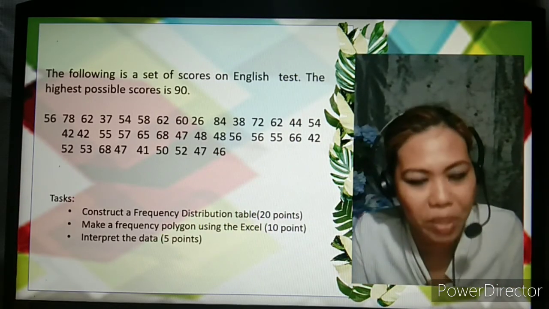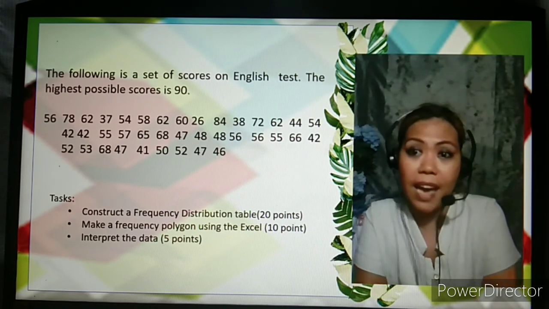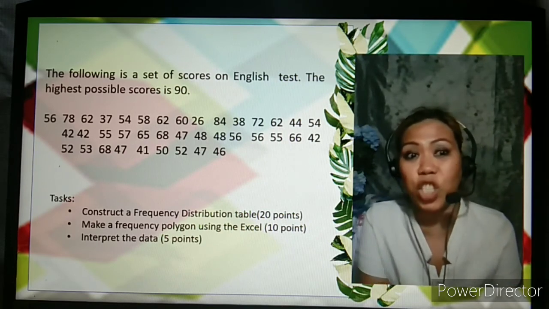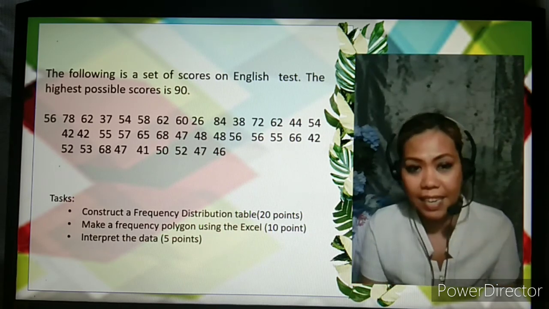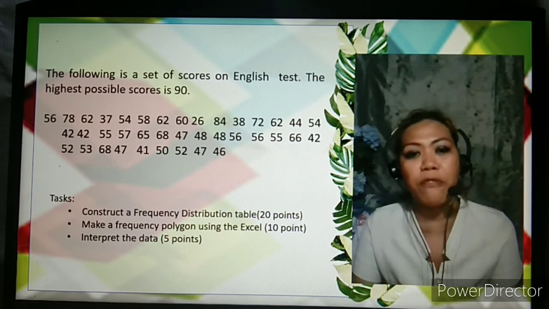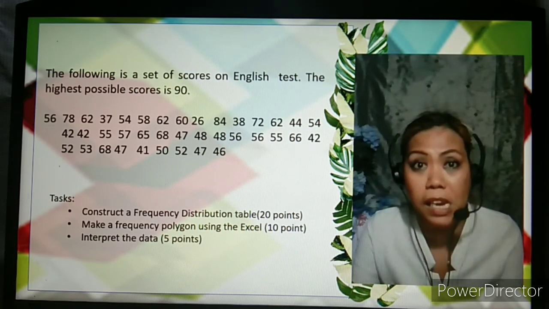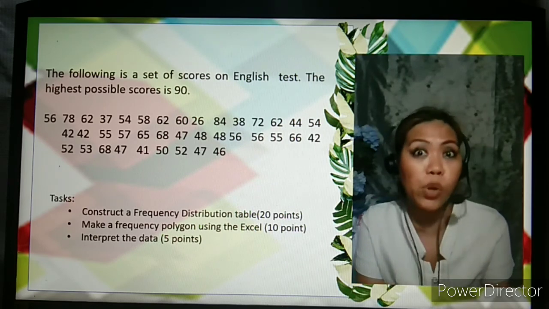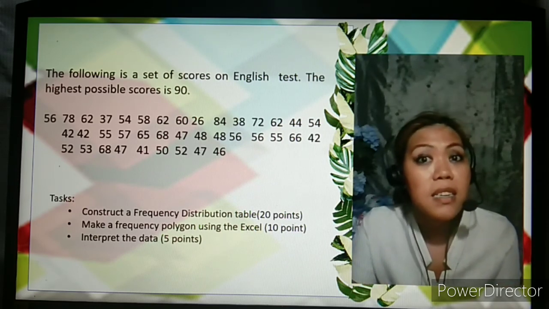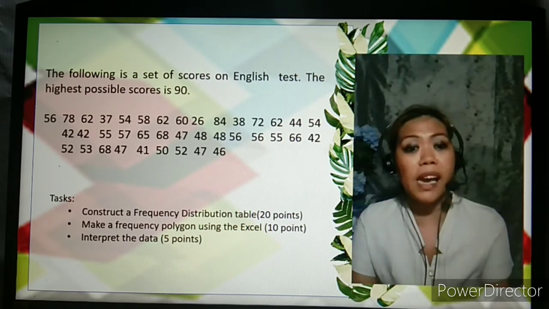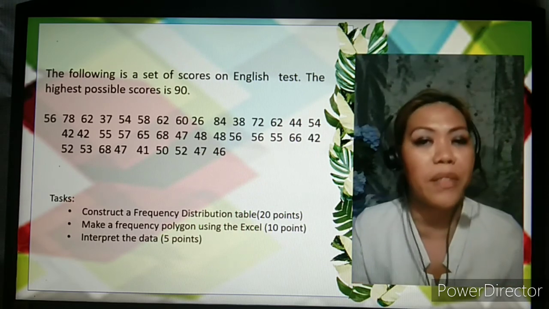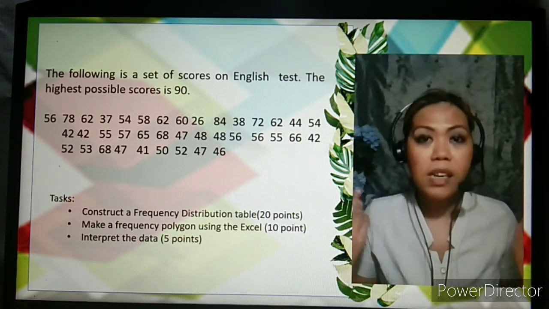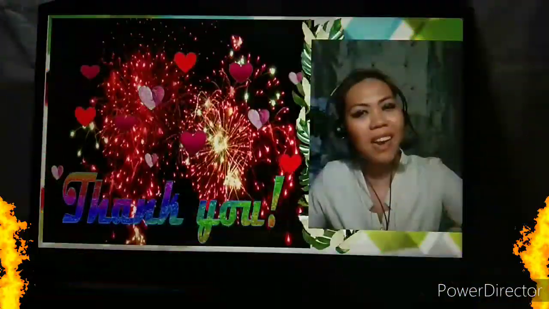Okay, and the next thing that you're going to do is organize the data that is right there. So this is a set of scores on an English test. The highest score is 90. The task that you'll be doing is to construct a frequency distribution table for 20 points. And you're going to make a frequency polygon using Excel. I have shown you how to do it, okay? That is 10 points. And last, you're going to interpret the data, whether it's skewed to the left or skewed to the right, and you just have to state the interpretation. So I think we're done already.